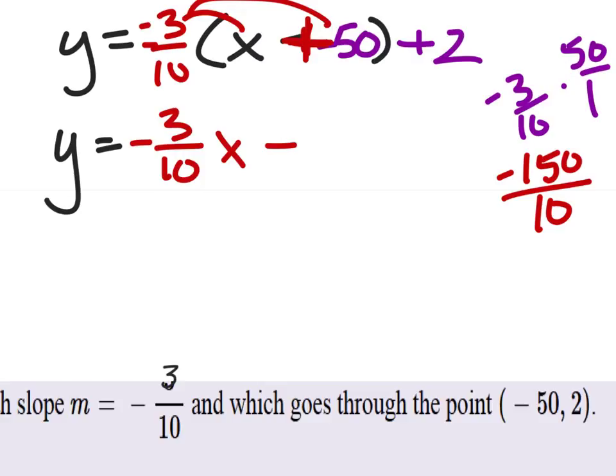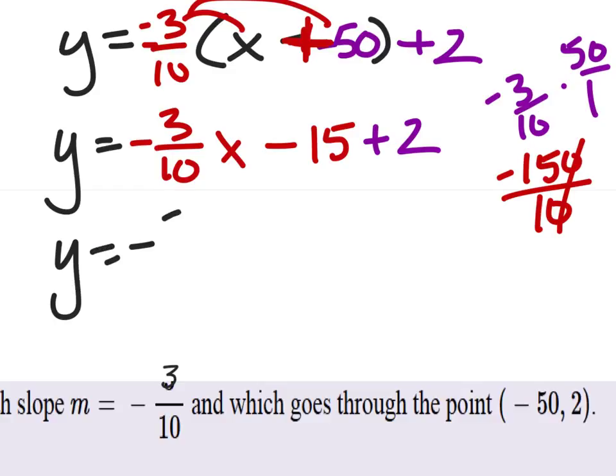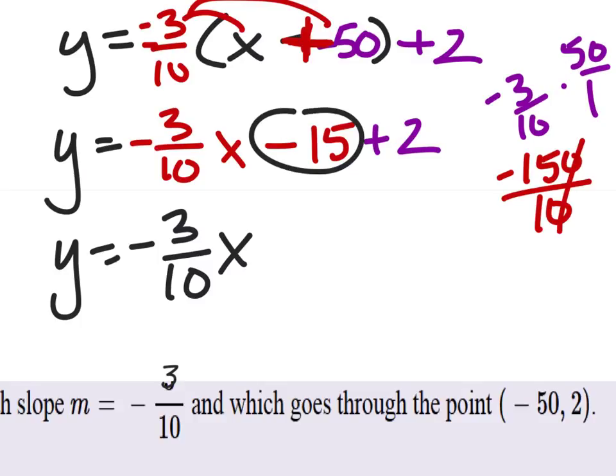Some of you guys would have simplified right there. We can cross out the zeros. That gives us a negative 15, and we still got that plus 2. So y equals the slope, negative 3/10 x. Negative 15 plus 2 is negative 13.